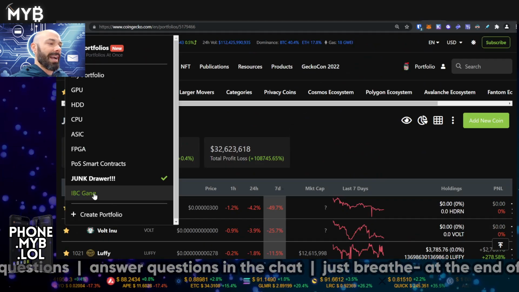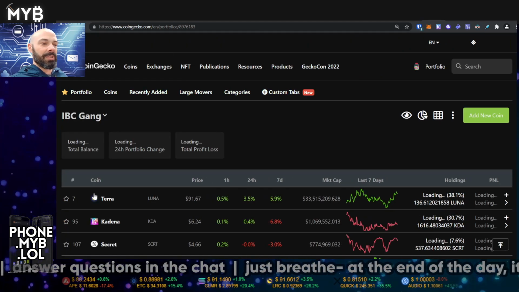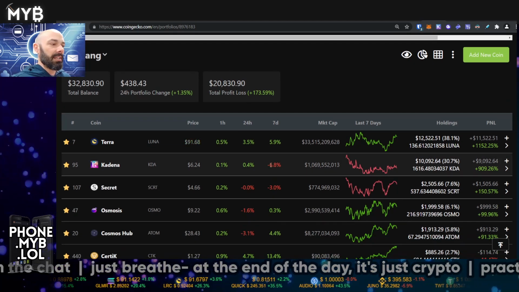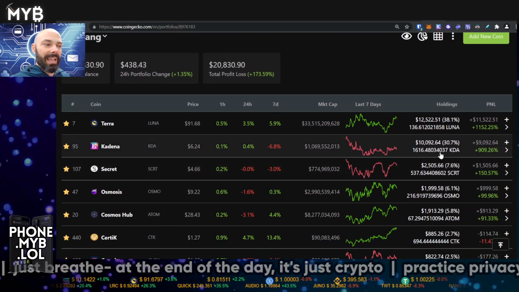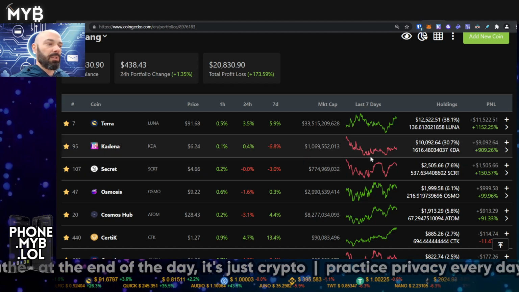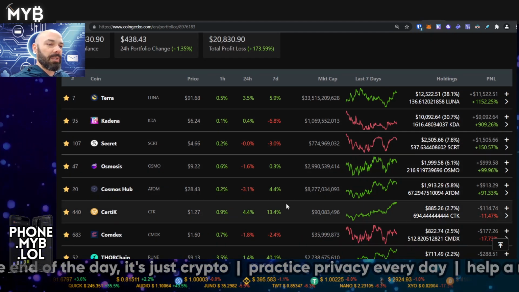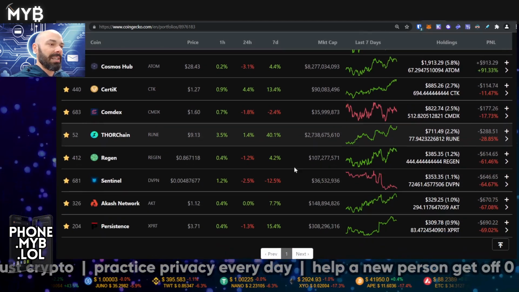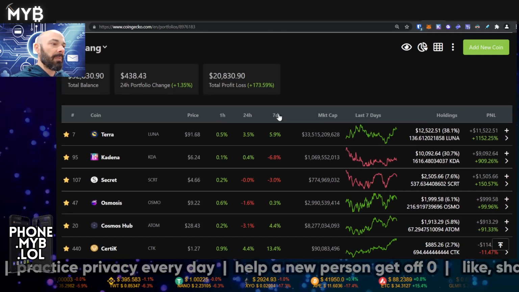Let's take a look at our IBC gang. This is our limited subset of just IBC coins. Terra doing great. Cadena doing great by way of our initial entries. Secret also doing pretty great by way of our initial entries, as well as Osmosis and Cosmos Hub. But not super huge gains in the rest of the group. A lot of those are in the red.